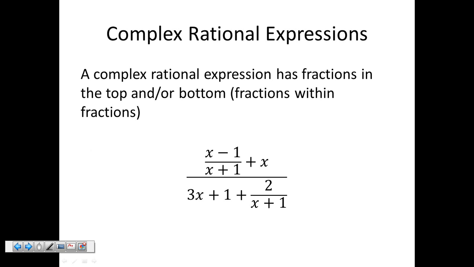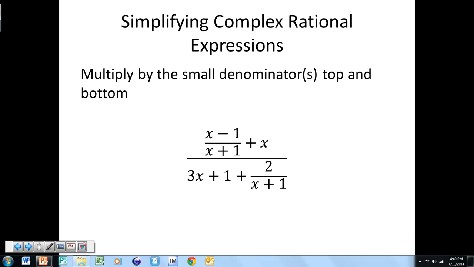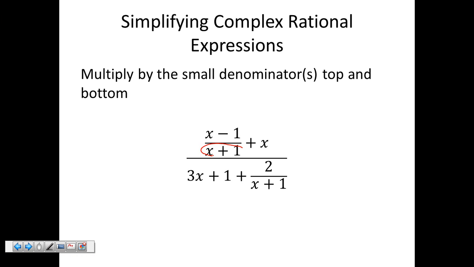So if I want to simplify this down, what I need to do is multiply by the small denominator, both top and bottom. Now, what I mean by the small denominator is this x plus 1. And we see that both small denominators are x plus 1. So I'm going to be able to multiply by that x plus 1 on the top and on the bottom of my rational expression, and everything's going to become a whole lot simpler. So, multiply by x plus 1, top and bottom.